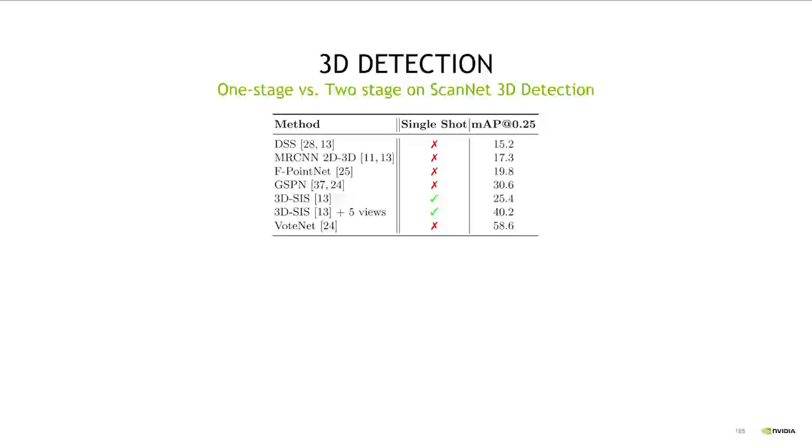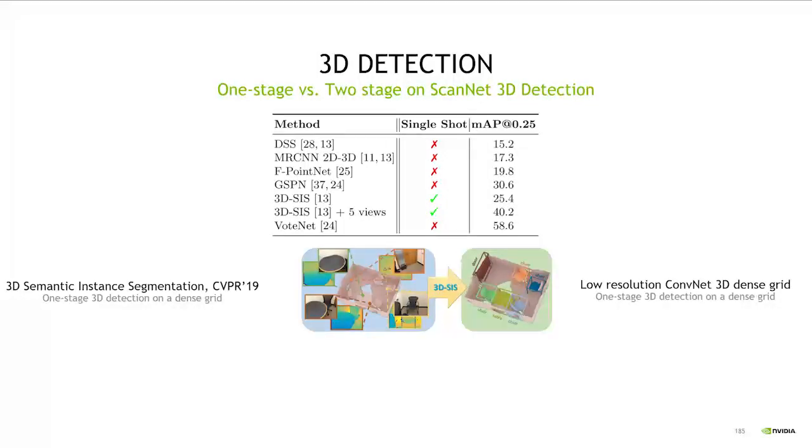Similar to 2D detection, there have been many works on 3D object detection published in the last few years, and in particular, 3D semantic instance segmentation and VoteNet proposed a single-shot and a multi-stage network respectively. The first work, 3D semantic instance segmentation, proposed using a dense 3D grid to represent the scene and applied a 3D convolutional neural network to detect objects. However, since it used a dense 3D grid, the resolution it can use was limited, and thus the detection accuracy was limited.